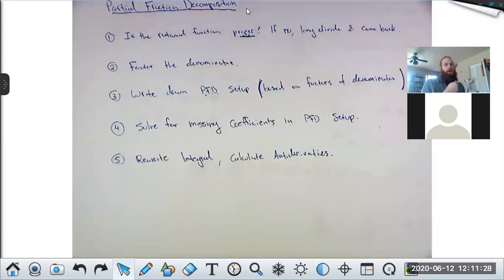Okay, so I know right now we don't know what some of these things mean. I'm going to explain them to you, but please get this in your notes so you have a skeleton on which to start building. Your PFD setups will depend on whether your denominator has any repeated factors, whether it has any irreducible quadratic factors.